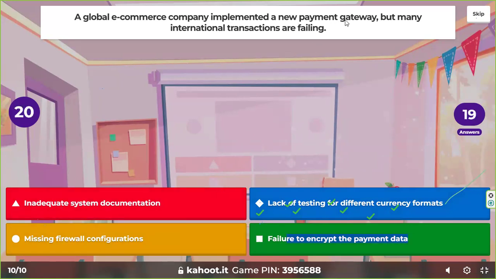There is a new payment gateway. When a new system comes, what should we do first? We should test it properly. Without proper testing, we should not actually go for it. That's the basic common sense you have to use.